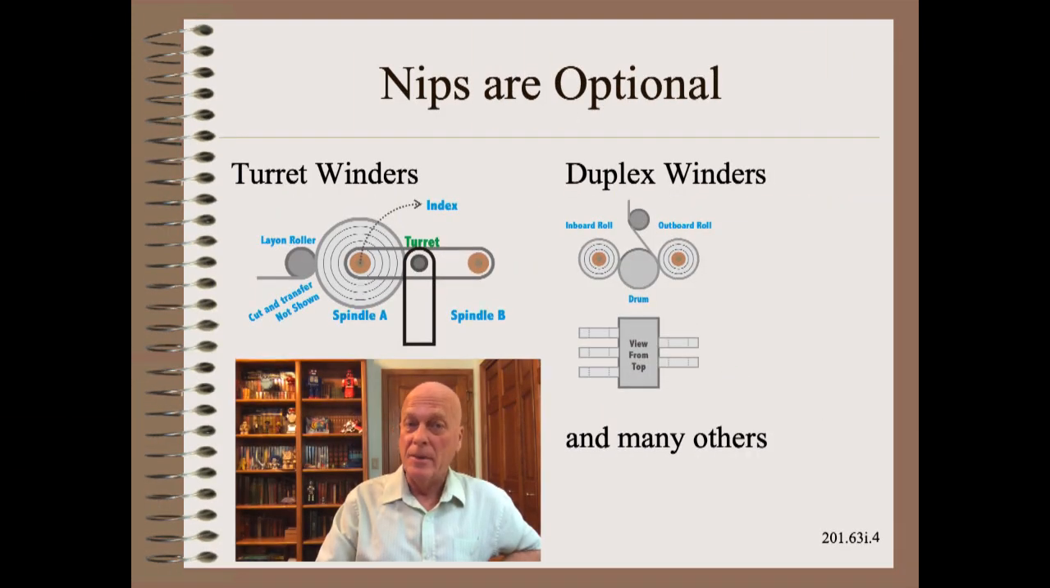It gets more complicated for many turret, duplex, and other style winders where nips are optional. In other words, you have a lay-on roller, but it can be loaded lightly, loaded heavily, or simply unloaded from the winding roll.